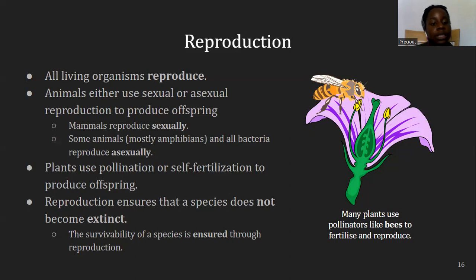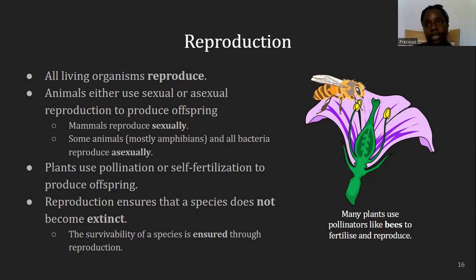Okay. So it says here that plants, for example, can use pollination or self-fertilization to produce offspring. This would be sexual because in pollination, you're taking the pollen, which comes from the male parts of the plant, and you're going to put it into the female parts of the plant, and then it's going to form the fruits, with the seeds in it, which would be the offspring. It's the seeds that are the offspring. But the point of reproduction is to maintain the existence of a living thing.